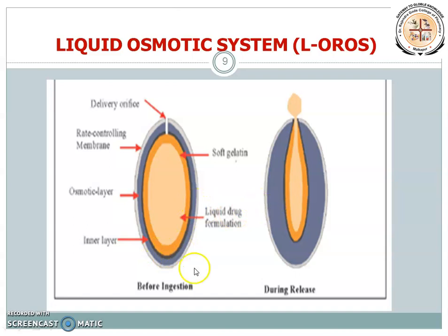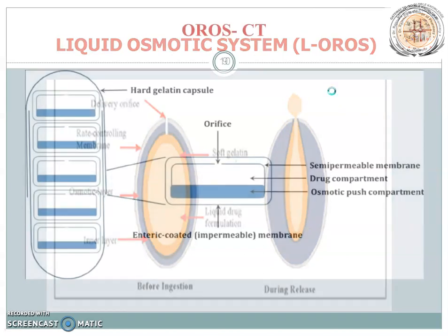See here, this is before administration, and this is after administration, or during the release of the drug from the formulation. So this compartment, the blue compartment, is the osmotic agent compartment, which gets enlarged or expands, and it creates a pressure on the drug reservoir, and the drug may be released through the orifice in a slow manner for a prolonged period of time. Such systems are called LOROS systems.